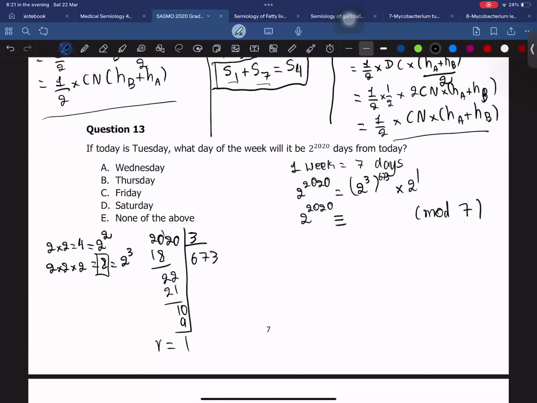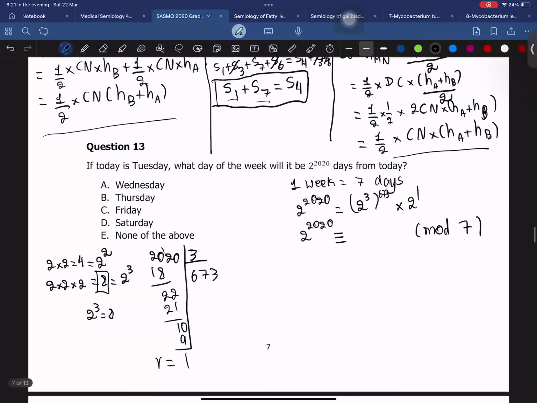Okay, so we need to divide 2020 by 3 because, as we can see here, 2 to the power of 3 equals 8. So we want to write it as 8 to the power of 673 times 2. So we have 8 times 2 mod 7, which means we have a 1 here, and the remainder is 1.